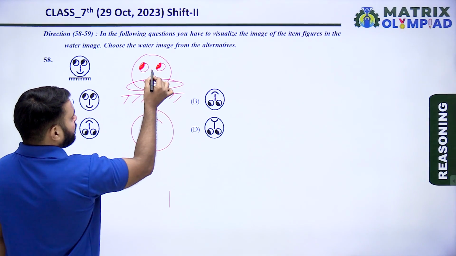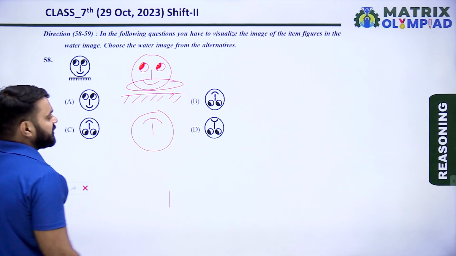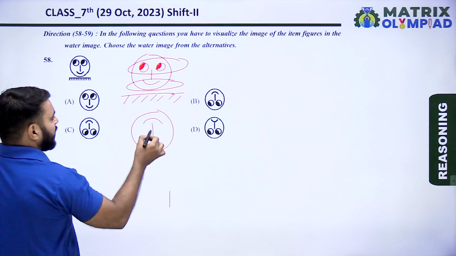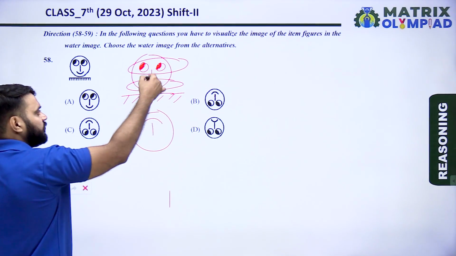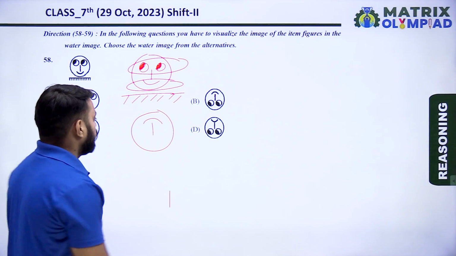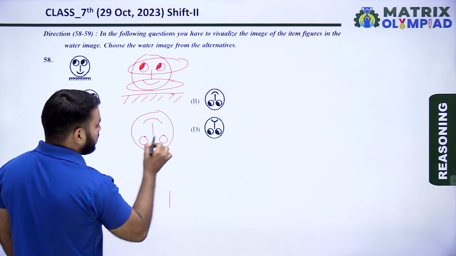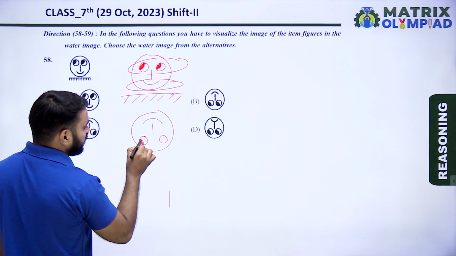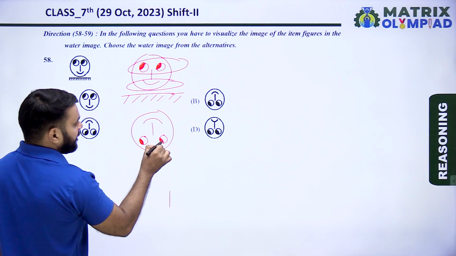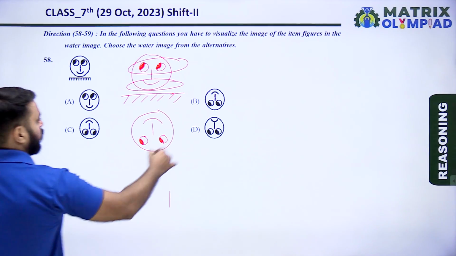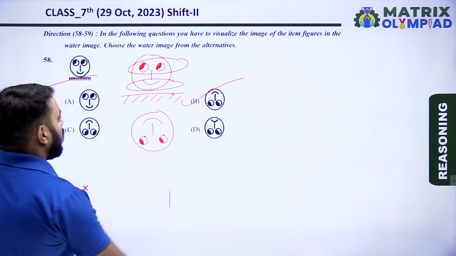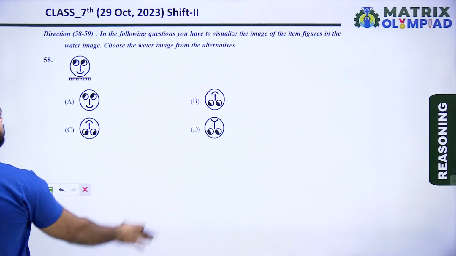Now find the water image of this part. And now find the water image of this part, because this part is away from the water, so it will remain away from the water in the water image. So the water image of this figure looks like as follows. So option B is the correct water image of the given figure. So option B is the correct answer of this question. Let's move on to the next question.